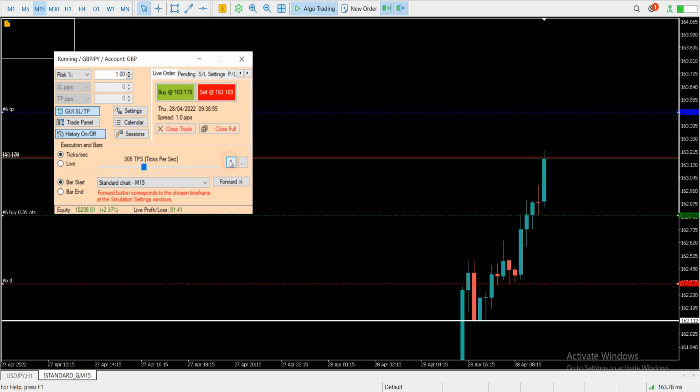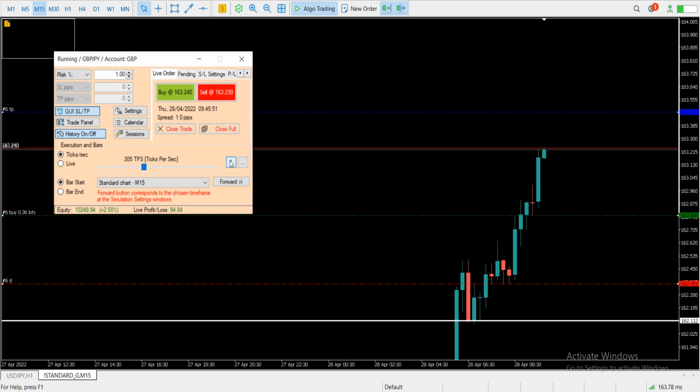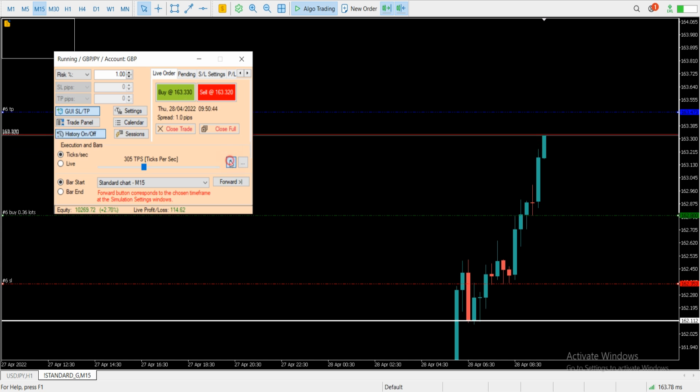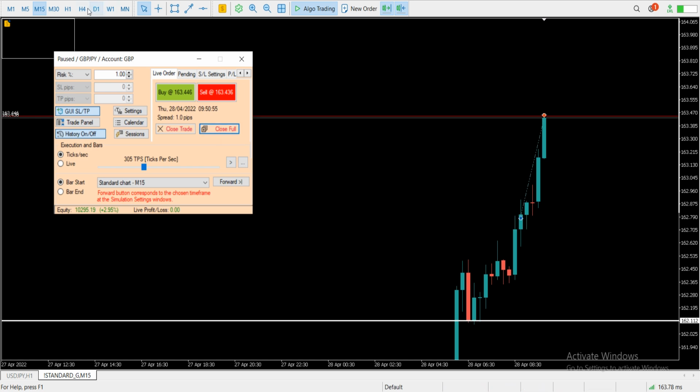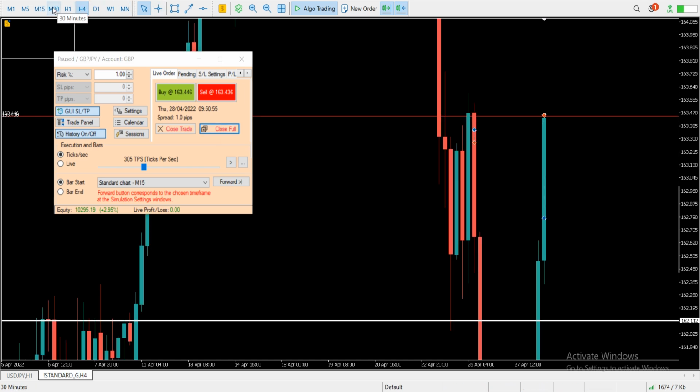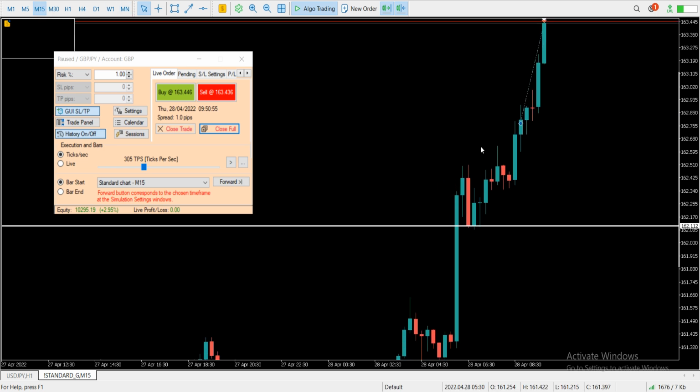Wow. Will we hit the take profit? Okay, we are almost hitting the take profit, so I think we should close full right there. Well, it was a very easy trade. I was expecting that price will go down, create a support, and then go up.